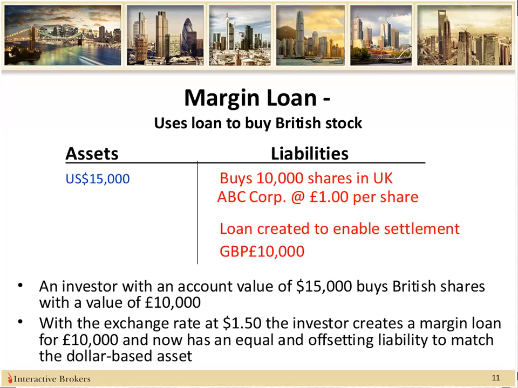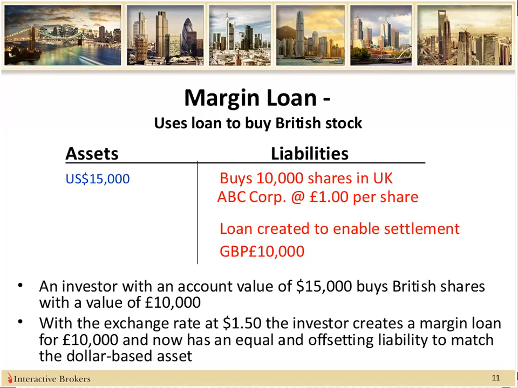In this case, the investor uses a $15,000 balance in his account to purchase 10,000 shares in UK ABC Corp, trading on the LSE at £1 each. But the customer does not convert the dollars to British pounds. So in order to settle the transaction, IB loans the customer British pounds, but leaves the $15,000 account balance intact in his Interactive Brokers account. In order to fully settle the purchase of £10,000 worth of British shares, the investor needs to borrow $15,000 at the prevailing exchange rate of $1.50.